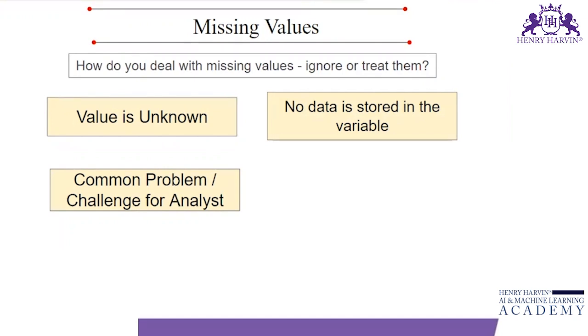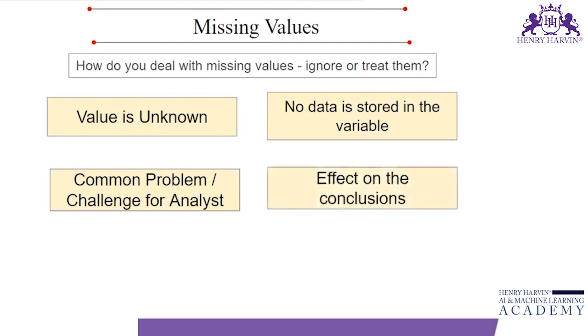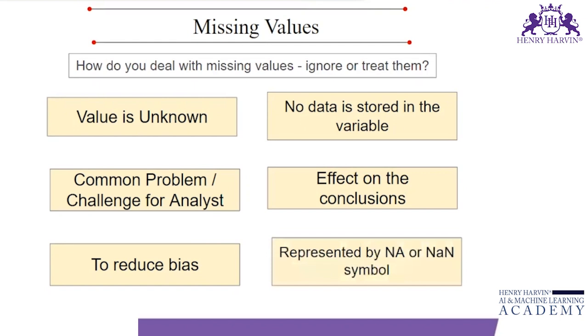Now, why is it important to remove these missing values? Because missing values affect the conclusion or analysis that we are doing with that data set. It will not give you accurate results. Also, there will be a bias in the data set if there are a lot of missing values. So we should always treat the missing values available in the data set. How do we represent missing values in R? It is represented by the NA or NaN symbol.